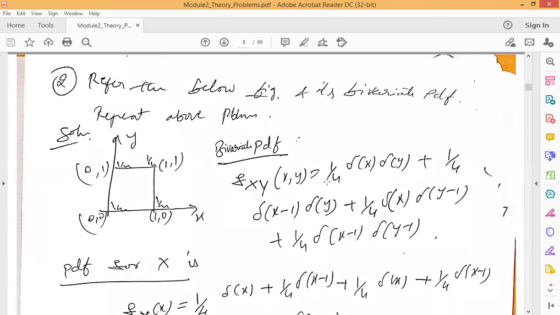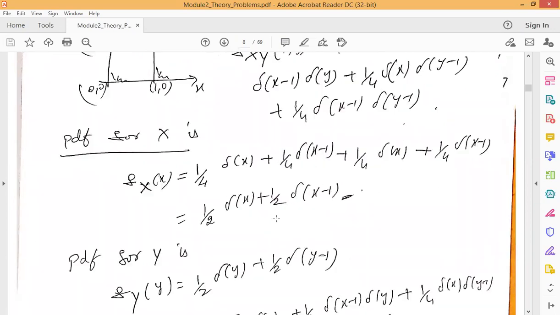That is, f_XY of x comma y is equal to 1 by 4 delta of x into delta of y plus 1 by 4 delta of x minus 1 into delta of y plus 1 by 4 delta of x into delta of y minus 1 plus 1 by 4 delta of x minus 1 into delta of y minus 1. So using these coordinate values, write the equation for the bivariate PDF.